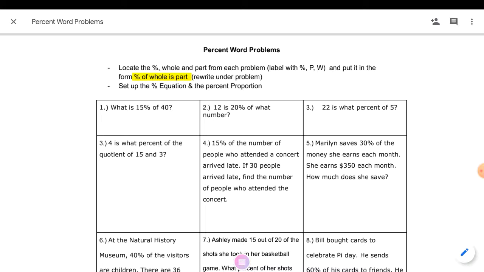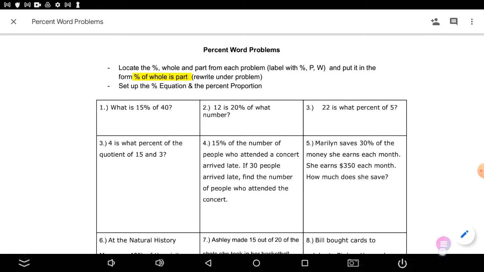So let's just go to number 4. It says 15% of the number of people who attended the concert arrived late. If 30 people arrived late, find the number of people who attended the concert. We're picking out the percent, the part, and the whole in the problem. Which one's easiest to pick out? Leo? The percent. So I'm going to underline this, and either above it or below it, I'm going to write percent. That's my percent. I picked it out.